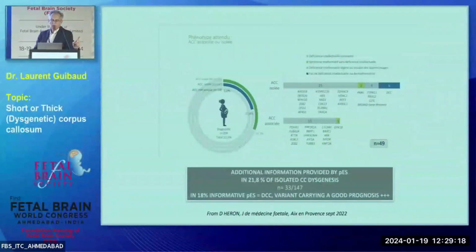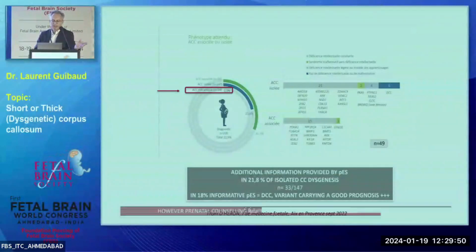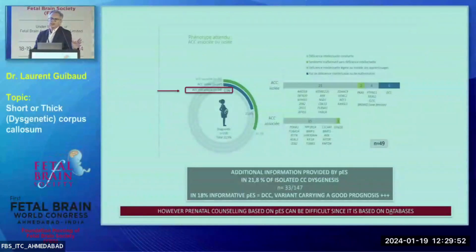If you look at the isolated, you see that in up to 20% of the cases, you have additional information provided by sequencing. And when it's informative, in 20% of the cases, it was DCC. And DCC is a gene with a good prognosis. So it's very helpful for the patients as a couple to have now this kind of new genetic tools. And if you are dealing with mechanical dysgenesis, no variant in those cases. But some seem to be simple, and in fact, it's not as simple.